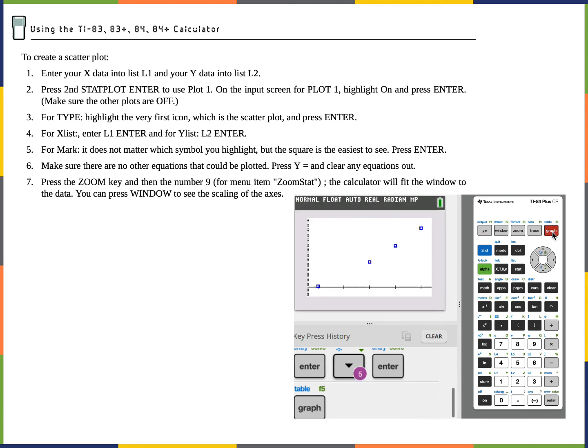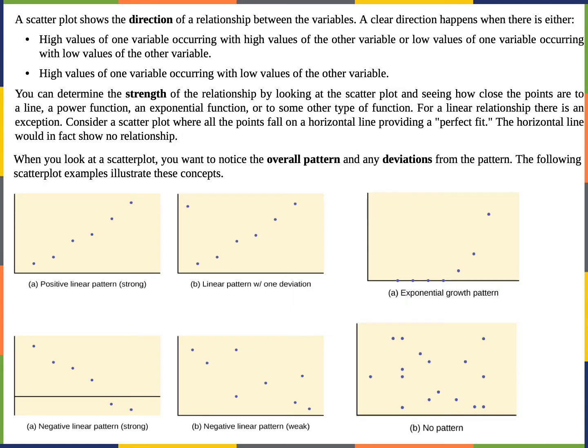Now, if you don't see it right away, you could hit ZoomStat (Zoom 9), and then it'll fit the window. Okay? So that is how to create a scatter plot on your calculator. All right, so let's say a little bit more about scatter plots.